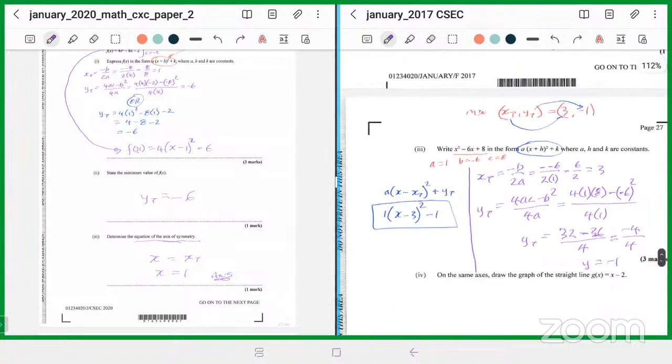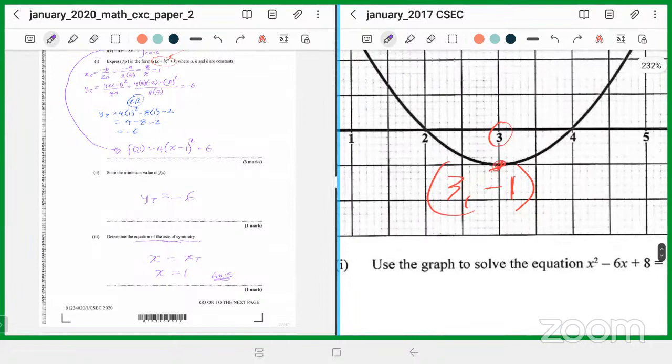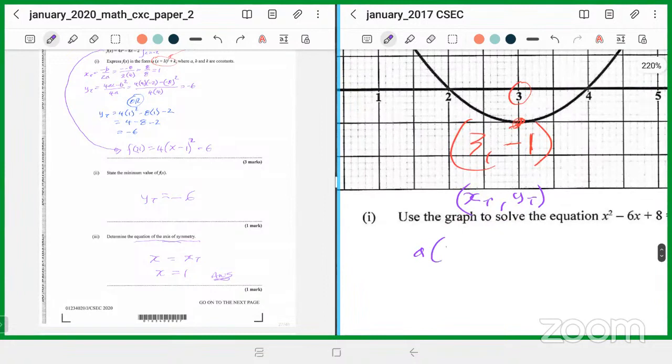You understand that, guys? So if they give you the graph and you can see where the point is, then this x value is your xt, and this y value is your yt. All you have to do is drop them in the form a into x minus xt squared plus yt. You know xt and yt, you know the a is 1, so it becomes 1 bracket x minus the xt, which is 3 right here, squared, and the yt is negative 1, minus 1. So you don't have to work them out again because you have it from the graph.